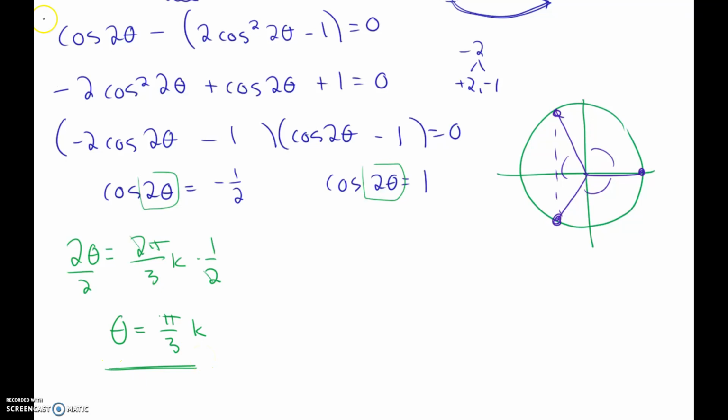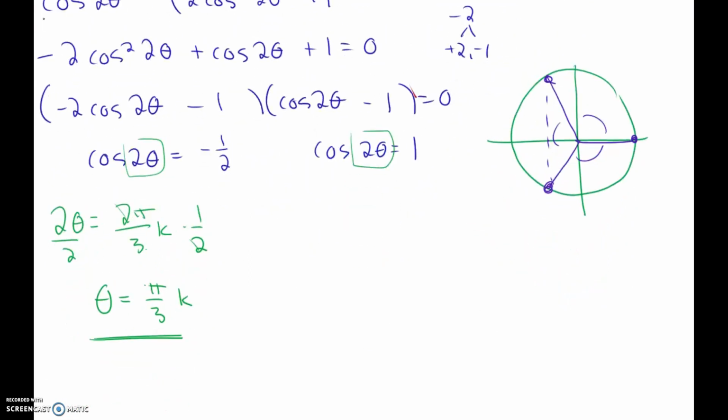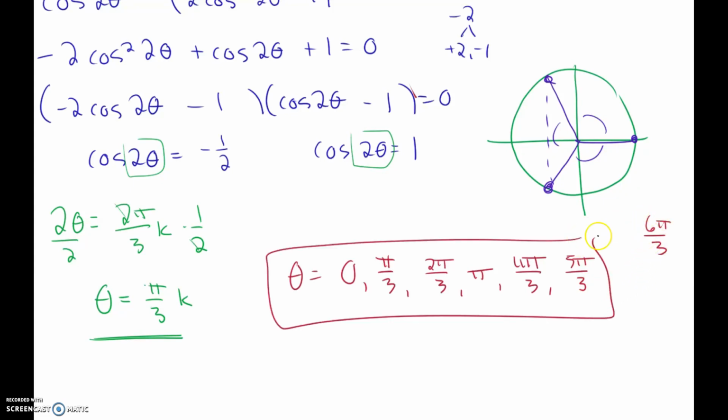However, I believe I wanted the angles that were on 0 to 2 pi. So I want all the pi thirds, counting by multiples of pi thirds. So I got 0, I got pi thirds, I got 2 pi thirds, I got 3 pi thirds, I got 4 pi thirds, I got 5 pi thirds, and I have 6 pi thirds. However, 6 pi thirds is 2 pi, so that's outside my interval.